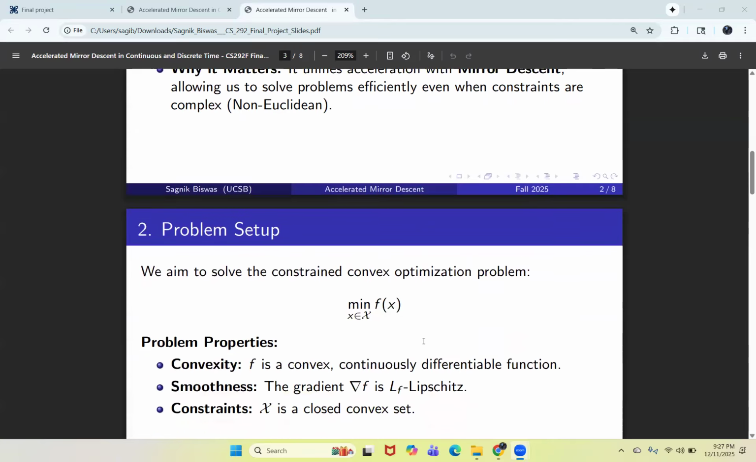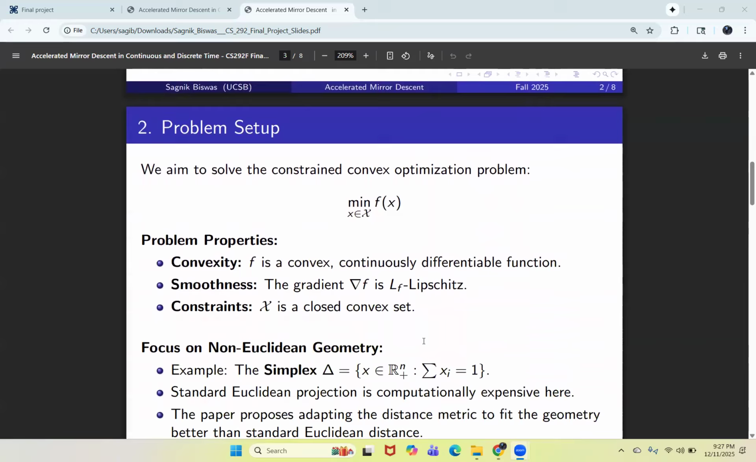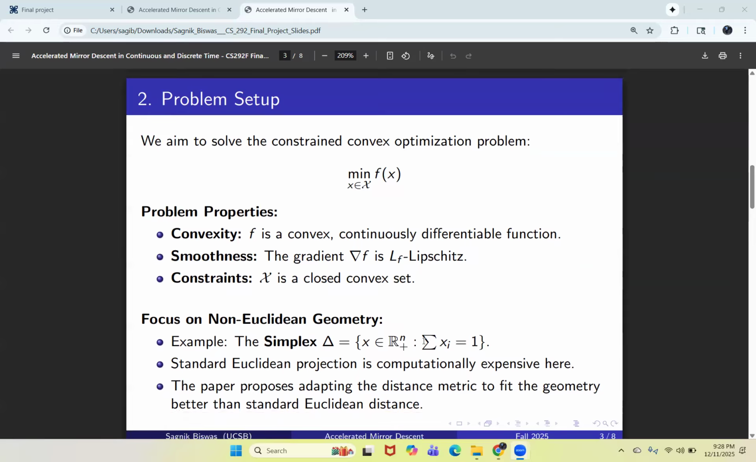So getting into the problem setup, what we're doing is we're solving just the standard good old constrained convex optimization problem, which is minimize a convex function f of x over a convex set X. And we make the standard assumptions that the function's smooth, which means the gradient is Lipschitz continuous. But the key difference here is actually in the geometry of the constraint set X.